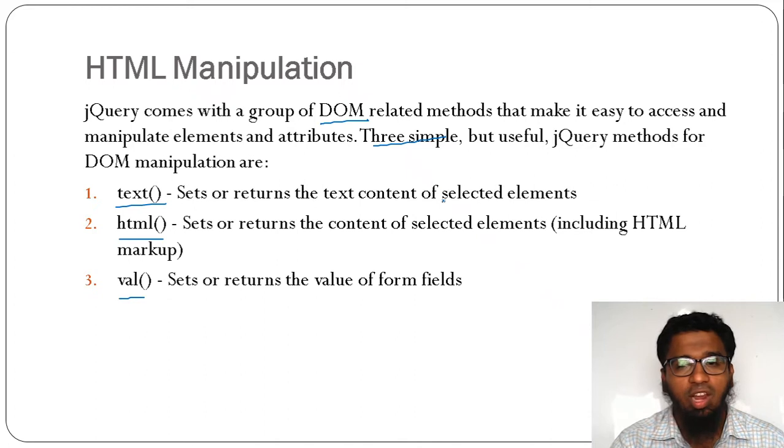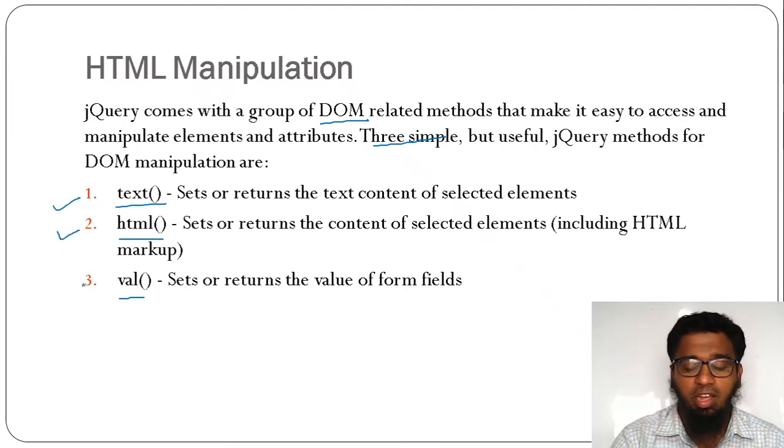Whatever element you selected, you can set the text, or you can return the text. HTML sets or returns the content of the selected element, including HTML markup, which you can display in the alert box. Val sets or returns the value of a form field. This all we will do practically.